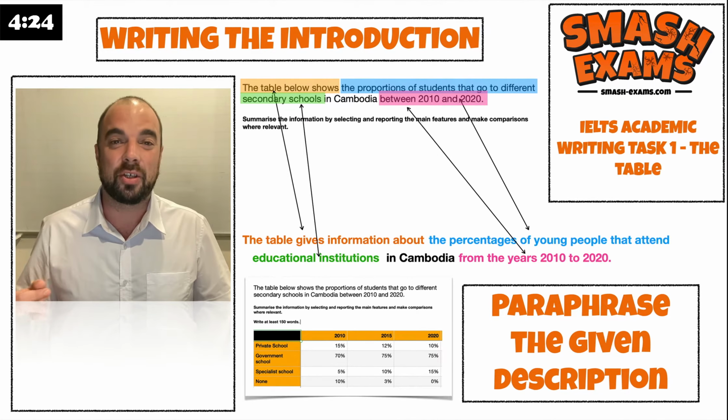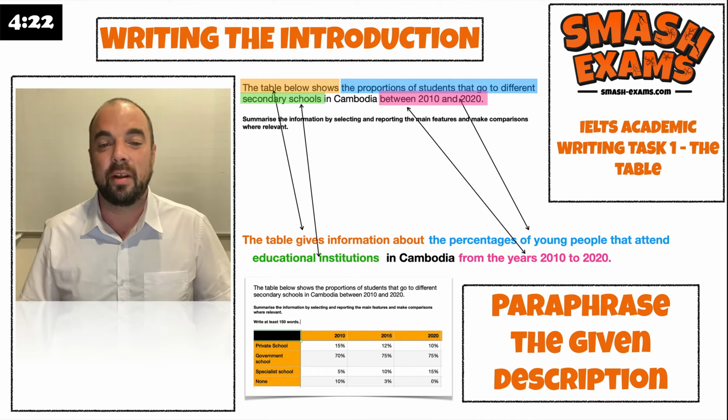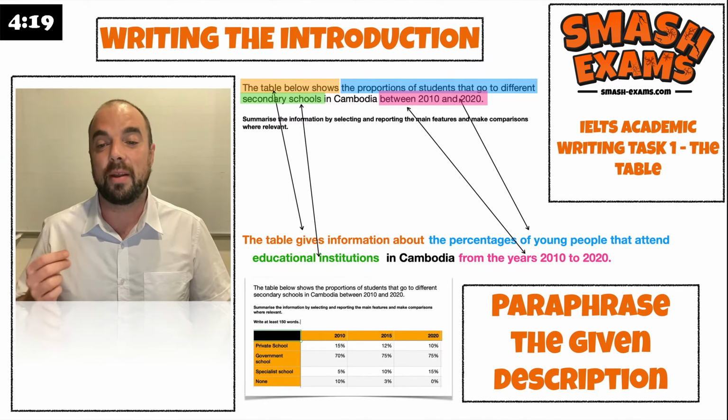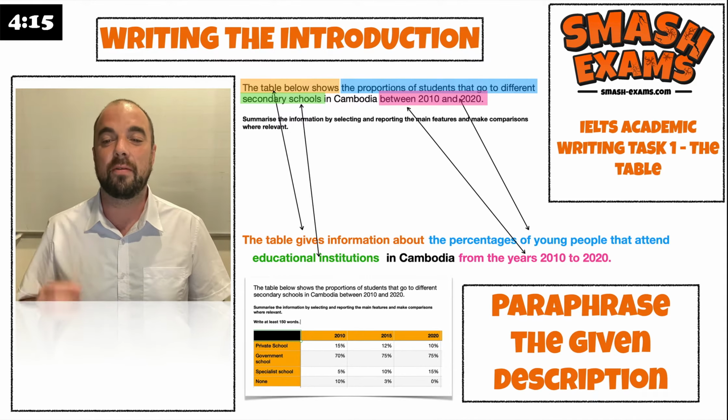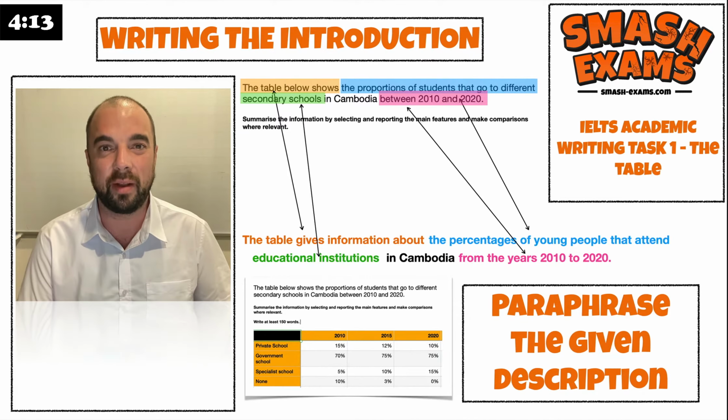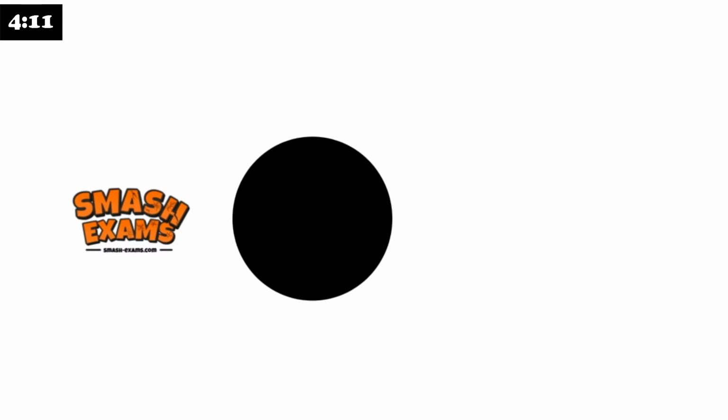Now we have an introduction that is easily a level 7. The table gives information about the percentages of young people that attend educational institutions in Cambodia from the years 2010 to 2020. Overview.